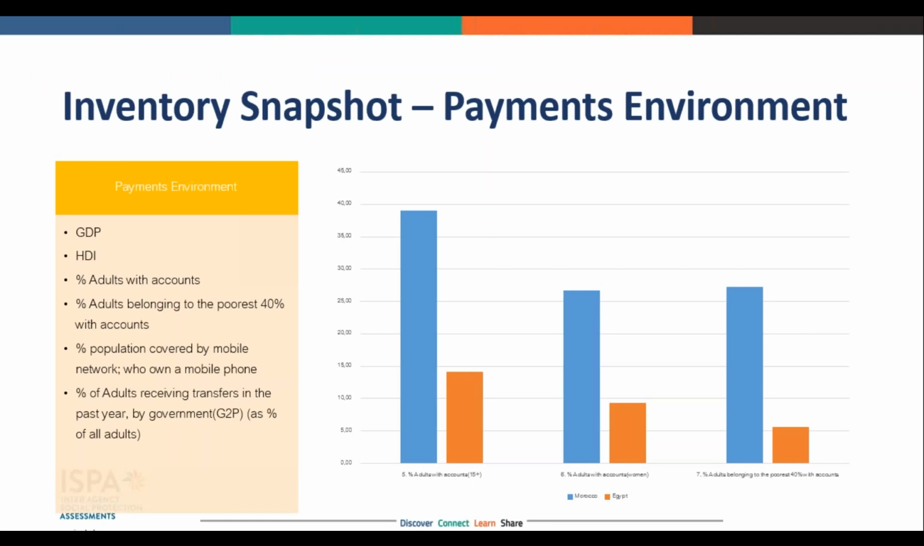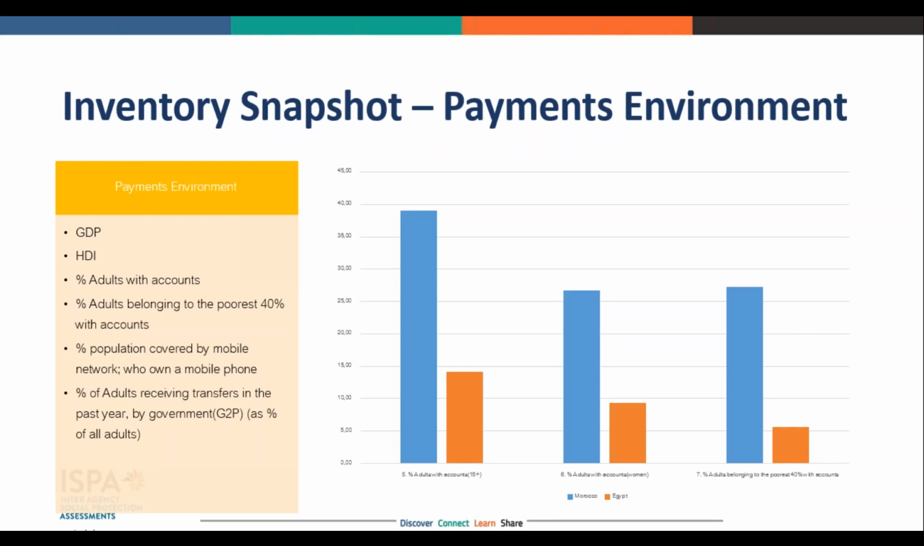If you look at the inventory snapshot for the payments environment, this is what I was talking about when I was talking about the infrastructure, the policy, and the regulatory landscape in place. We have the indicators on GDP, HDI, percentage of adults with accounts, percentage of adults belonging to the poorest 40% with accounts, percentage of population covered by mobile network who own a mobile phone, and basically how many of the adults from the poorer segment actually get electronic payments through an account.